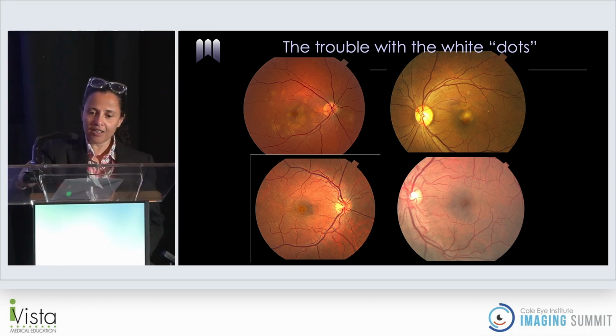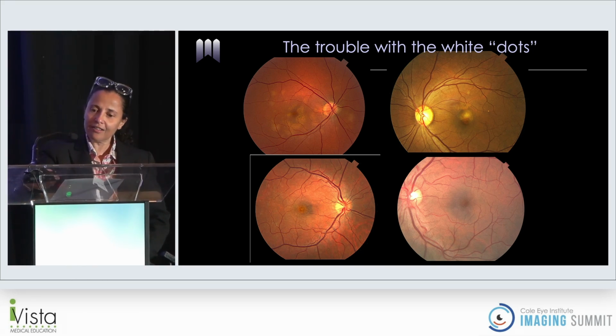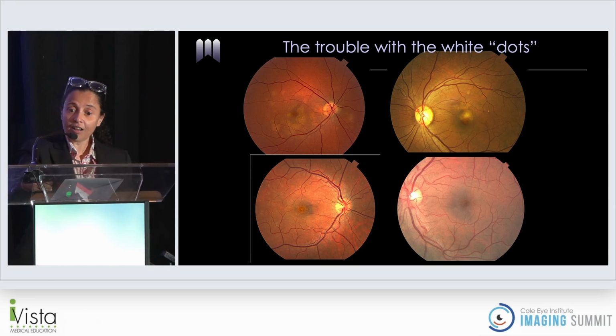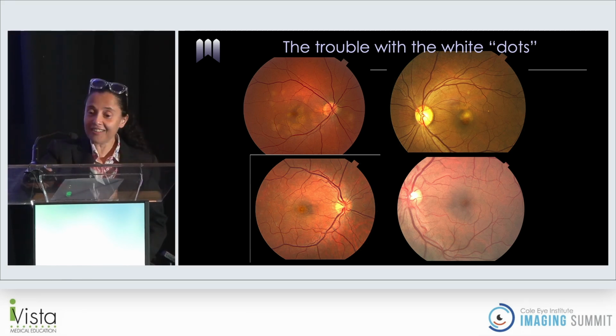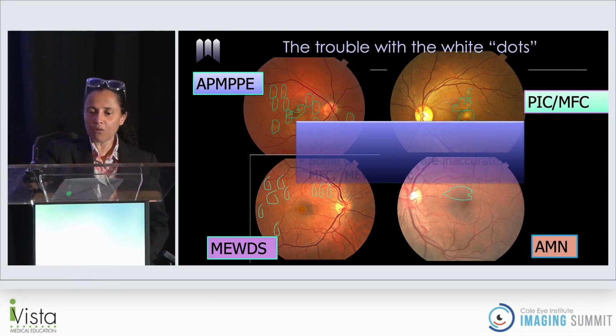So basically, clinicians like Lee Jampel and Don Gass were able to look at these and tell what level the lesion is and give it a name based on just clinical exam. As we're getting into our generation, we're using OCT a lot more. And it's very hard for us to see these lesions. They're not really white, they're more gray, and they're not easy to see on clinical exam.